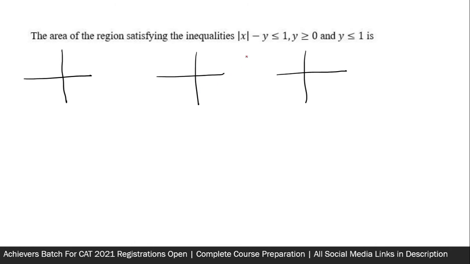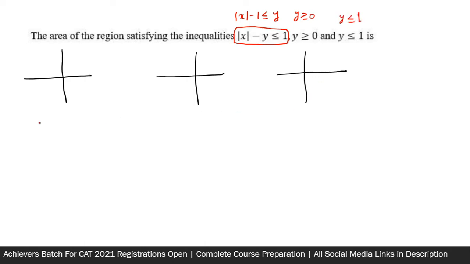I think in this question what we first need to do is to understand the graphs of these individual inequalities. So the first graph is y is greater than mod x minus 1. Second graph, y is greater than or equal to 0. And third graph is y is less than or equal to 1.